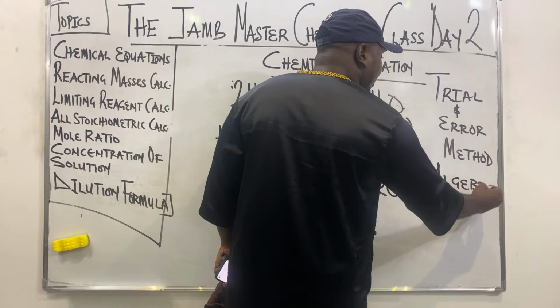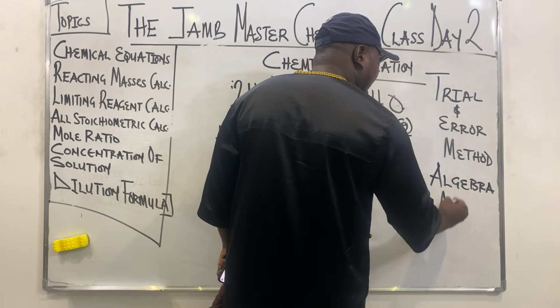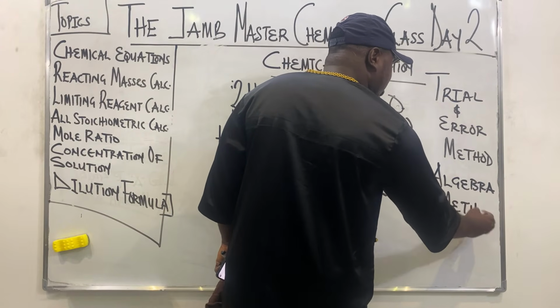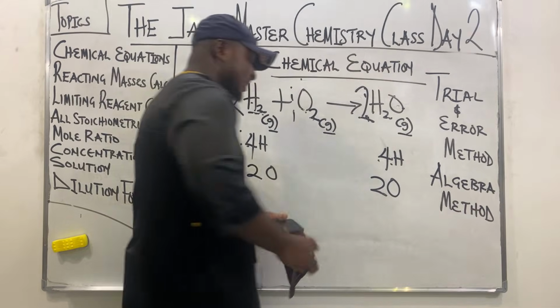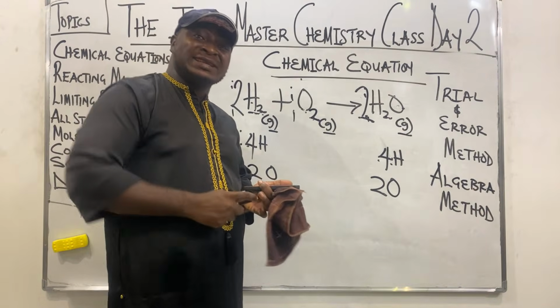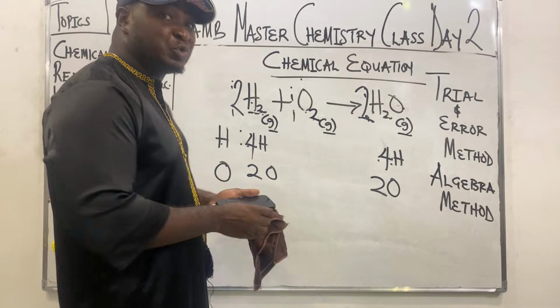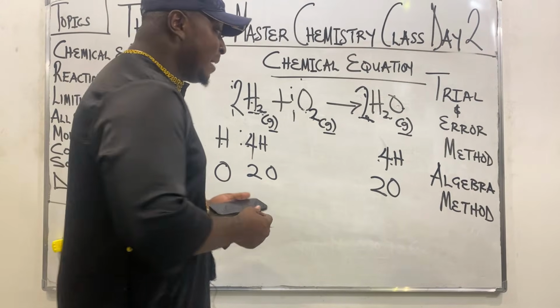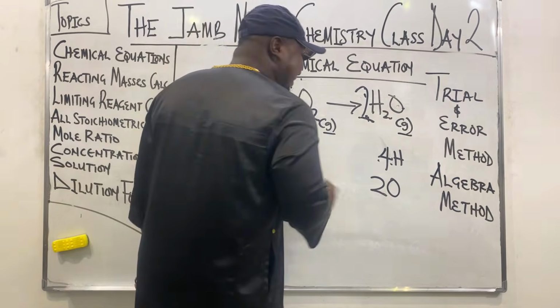So everybody write down in your book, Balancing Chemical Equation by Algebra. I doubt they taught you this in your secondary school. I'm not sure they taught you this in your secondary school. This is high-level university balancing of chemical equation. I teach this to my 100 level, 200 level chemistry students. But I'm going to give it to you today. Use it and you clear your Jamb.